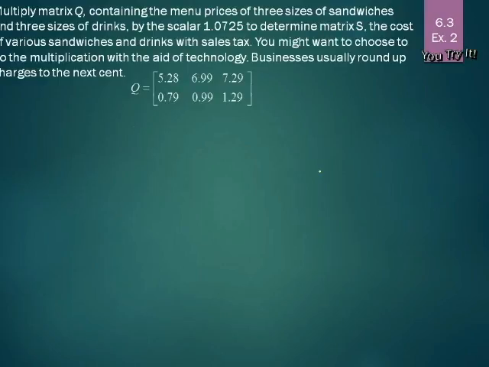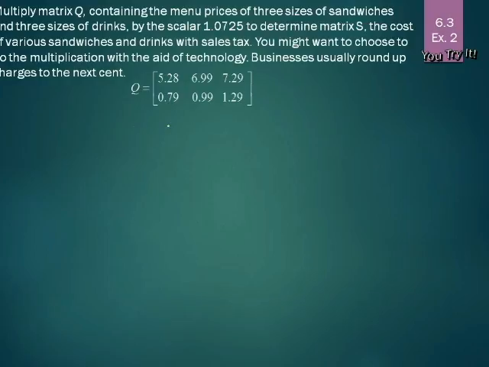Multiply matrix Q, containing the menu prices of three sizes of sandwiches and three sizes of drinks, by the scalar 1 and 725 ten-thousandths to determine matrix S, the cost of various sandwiches and drinks with sales tax. You might want to choose to do the multiplication with aid of technology. Businesses usually round up charges to the next cent.